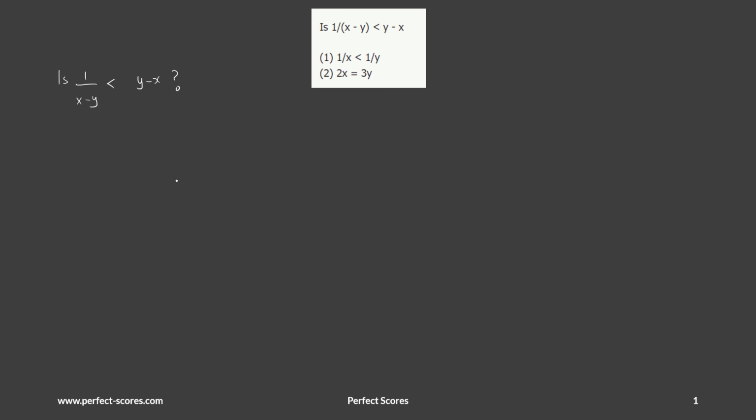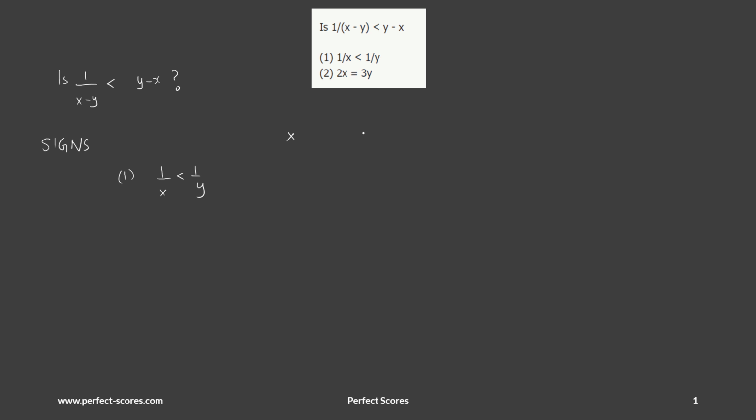And just by looking at the question, one thing that's becoming clear to my mind is that this question is all about signs. It's all about whether x is positive or x is negative. So I'm going to take this question this way rather than trying to solve it algebraically, which is also possible. The first statement says that 1 over x is less than 1 over y.